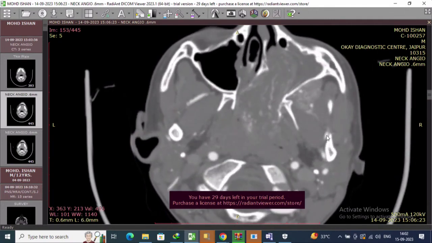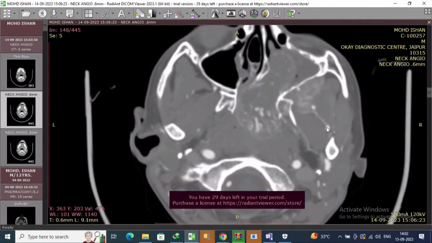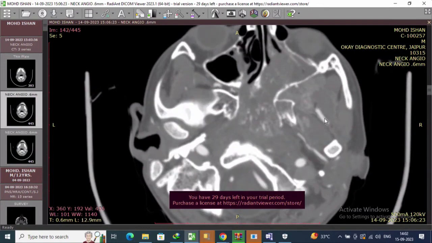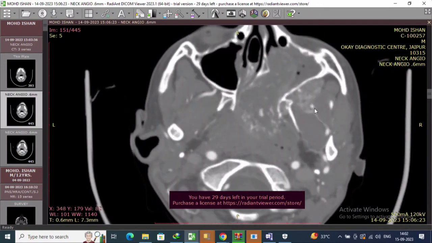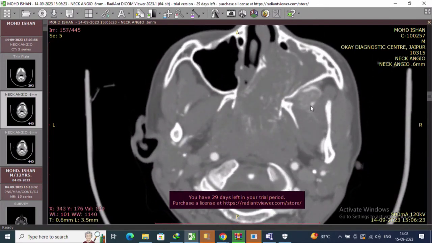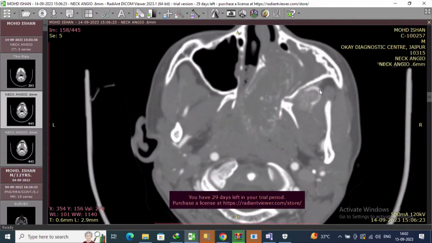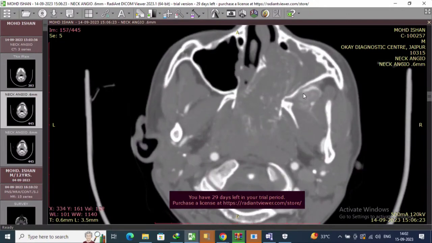See this internal maxillary? Yes, sir. Clearly seen. Follow my cursor. I'm going into the tumor. Can you see? Yes, sir. Curving. See how it is looping in the tumor. Can you see very clear? Now follow my cursor. Where is the branch? Just behind the posterior wall of the maxilla. Can you see this? Yes, sir. This is the posterior wall of the maxilla and this is the vessel.